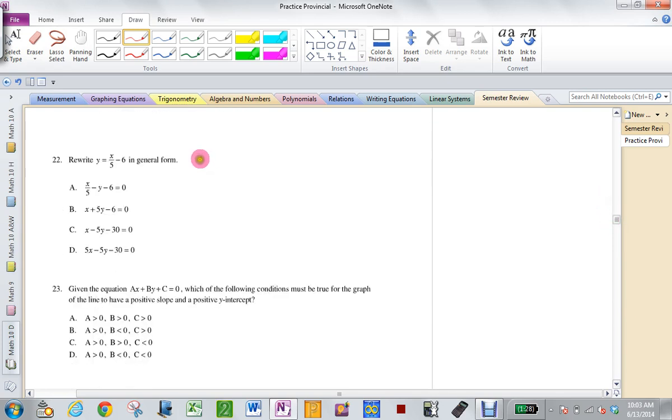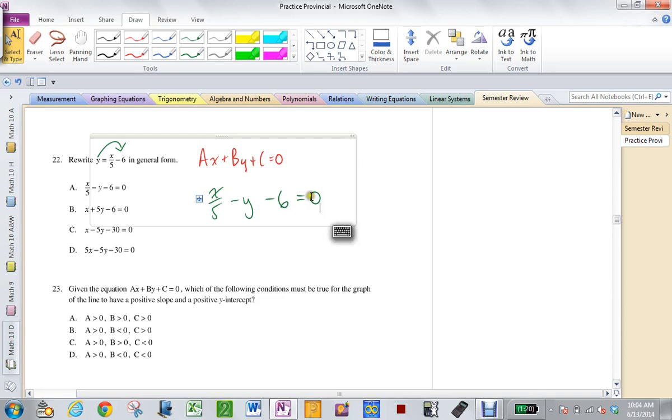Rewrite in general form. General form, AX plus BY plus C equals zero. Look at this. Does that look like that? No, it doesn't. They all got to be on the same side, and X has to be positive. So I already have a positive X, so I'm going to leave X over 5. I'm going to move that Y, so it's going to be minus Y minus 6, and all that's going to equal zero. Now, up here, notice no fractions, but I have a fraction there. So I got to multiply everything by that fraction to get rid of it.